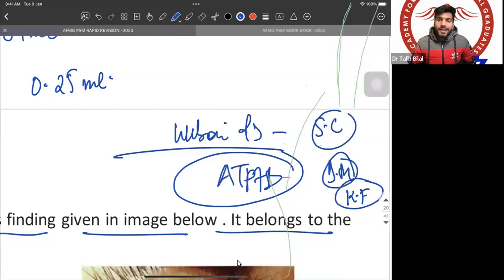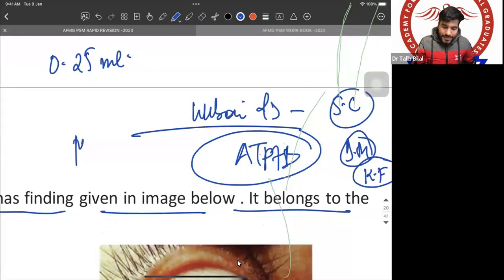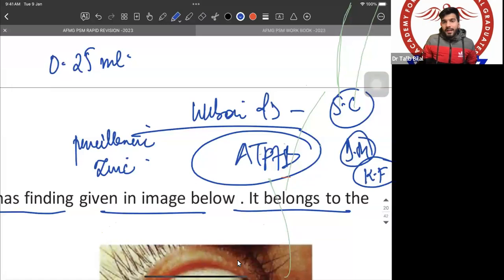Just remember, guys, KF rings. Okay, what is the treatment, guys? You give copper chelators, you give penicillamine, in Wilson disease. You also give what? Zinc in Wilson disease. Okay, that is due to the increased copper.